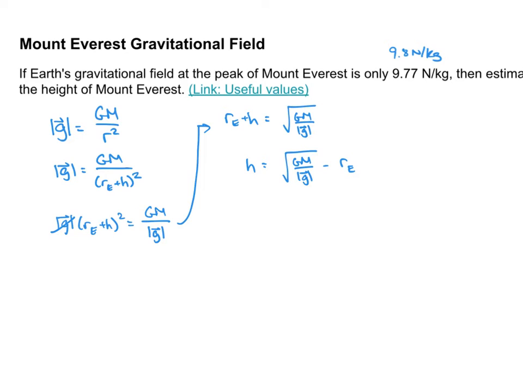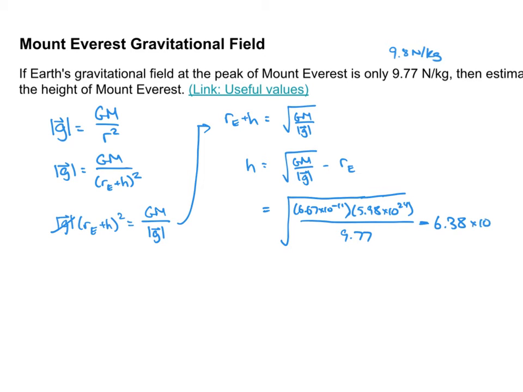So now I'll fill in the values. There's a link there to some of the useful values. So capital G would be 6.67 times 10 to the negative 11. The mass of the Earth, that's what capital M stands for, is 5.98 times 10 to the 24. We're going to use this 9.77 value for lowercase g, and we're going to subtract the whole thing by the radius of the Earth, which is 6.38 times 10 to the 6.